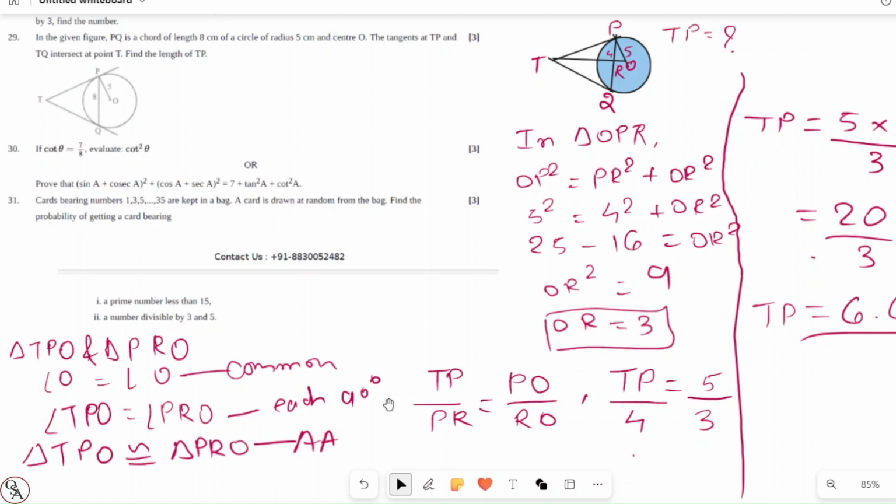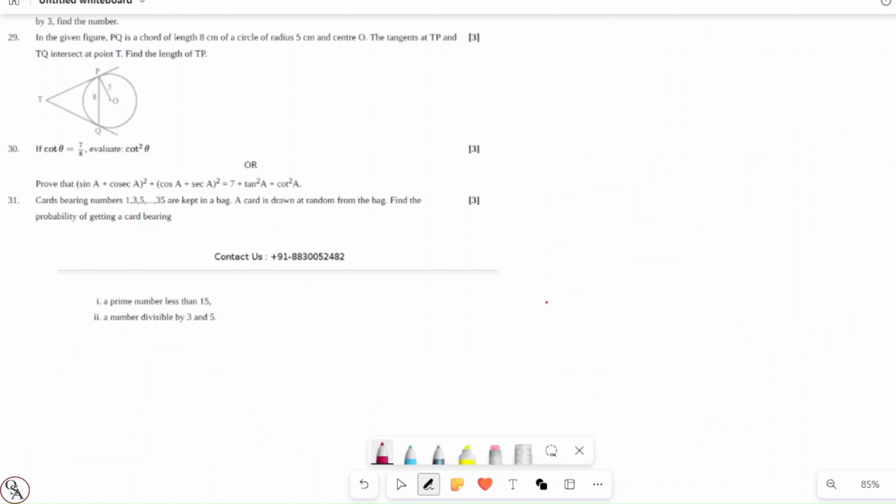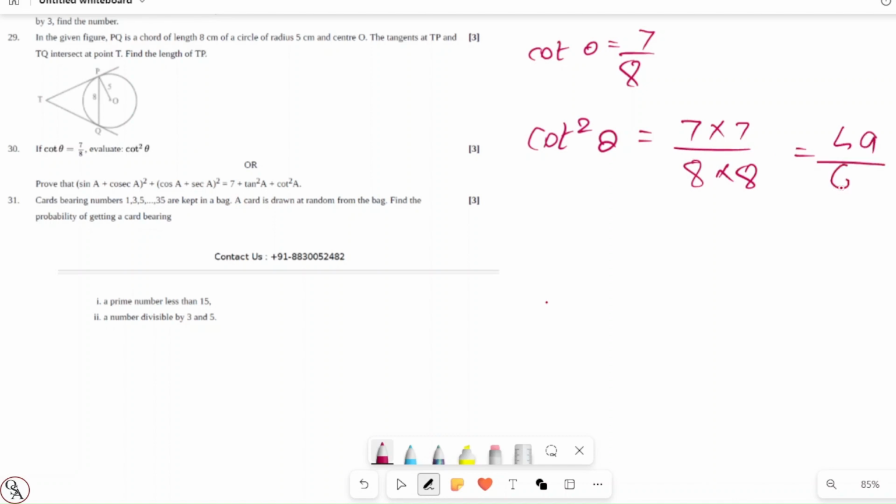We will move forward to question number 30. It is very simple. If cot theta is equal to 7 upon 8, we have to evaluate cot square theta. So 7 into 7 upon 8 into 8 is equal to 49 upon 64. This is the answer of the question. Now we will solve the OR question.